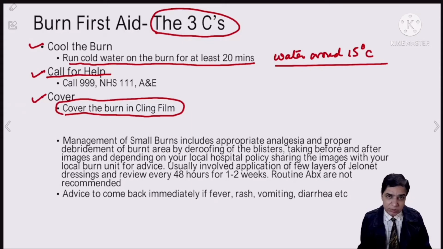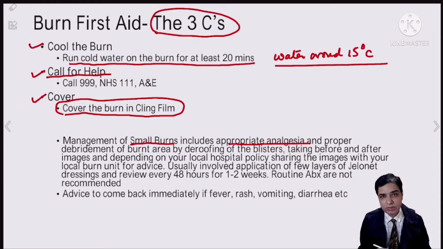Now, at the same time, it's also very important, especially with small burns, which are very painful. I told you the superficial burns are very painful. So that's why it's important that appropriate analgesia is given to the child. Even if you are in a hospital, if you are managing these small burns like the superficial burns, then before you go on debriding them and putting on a dressing, it's important that you always start by giving them good analgesia.